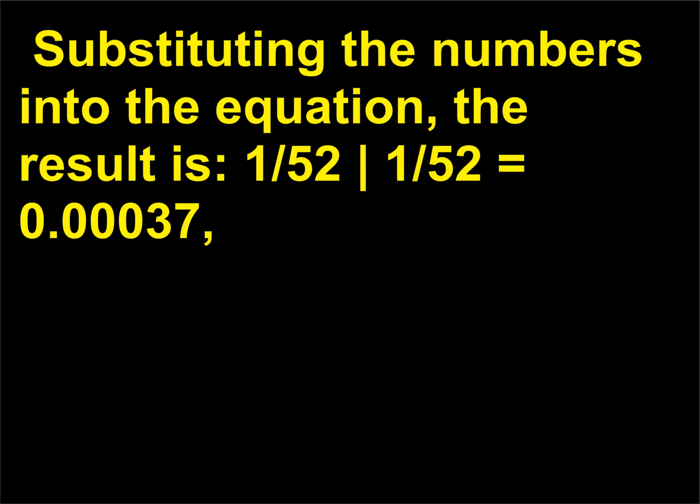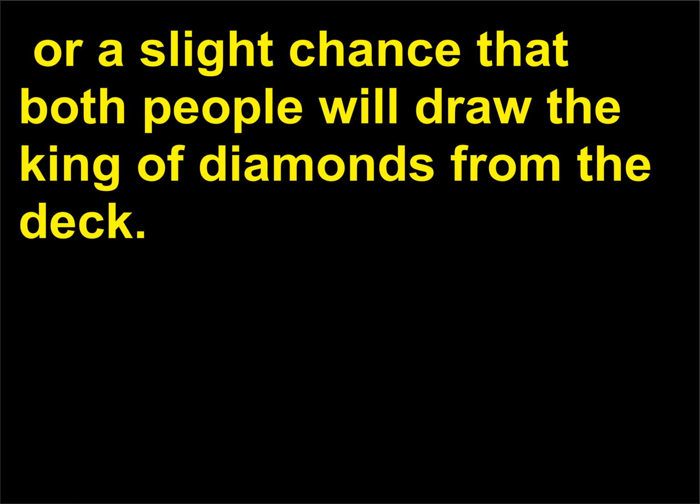Substituting the numbers into the equation, the result is 1/52 × 1/52 equals 0.00037, or a slight chance that both people will draw the king of diamonds from the deck.